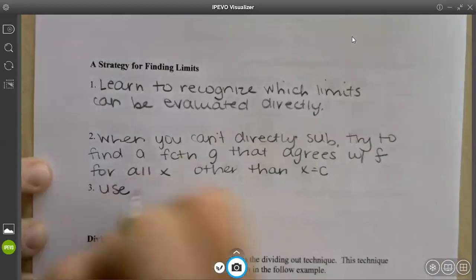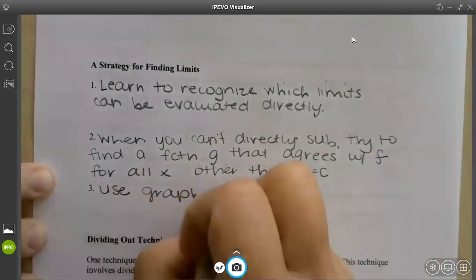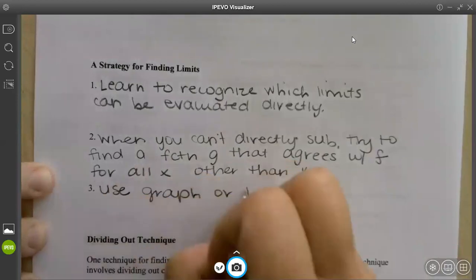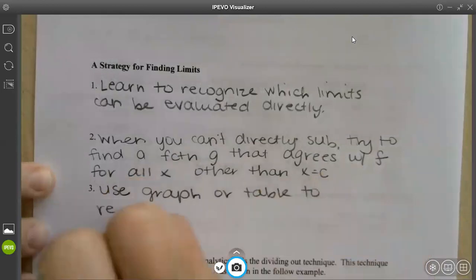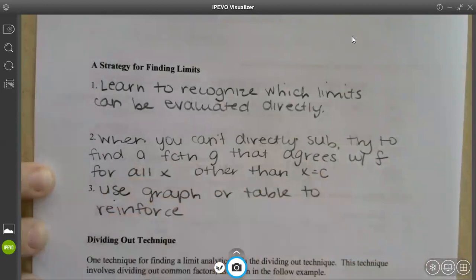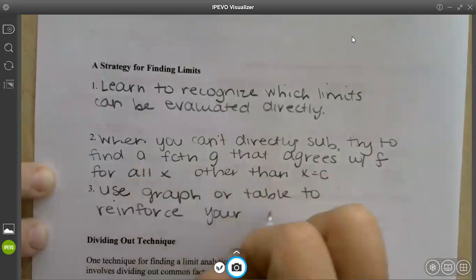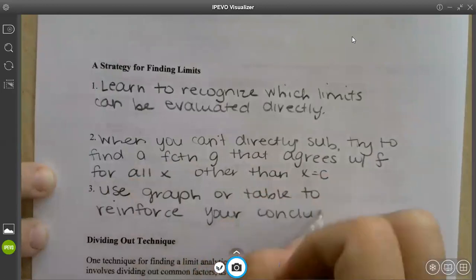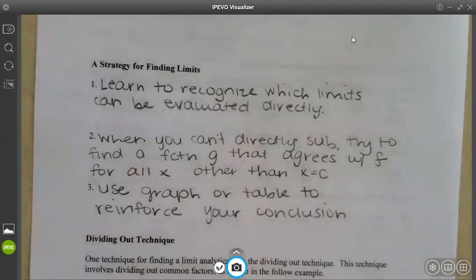You can use the graph or table to reinforce your conclusion. So again, if you're not sure if you factored it right or you rationalized the right way or did it right, then use your graph or your table. Check it out. All right.